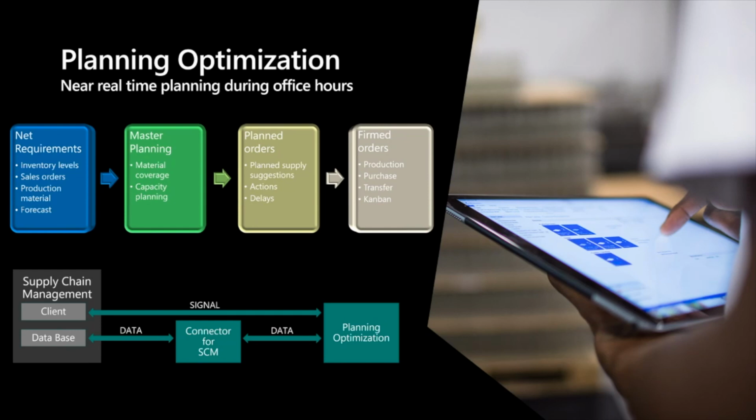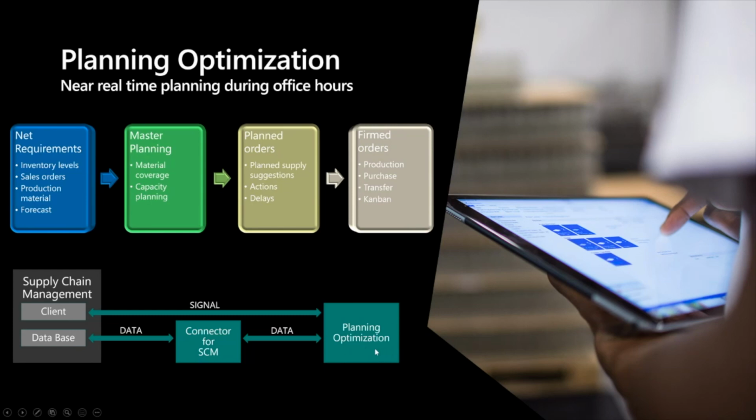But this is where we are in the application. So with planning optimization, we're taking a different approach. If we look at the overview down here, you can see that from supply chain management in the client, whenever you run master planning, we send a signal to the planning optimization service that runs in memory in the cloud. It figures out, based on the signal, what data is required to run the plan. It asks the connector to get that data in the database, and the data flows back in the same direction here.